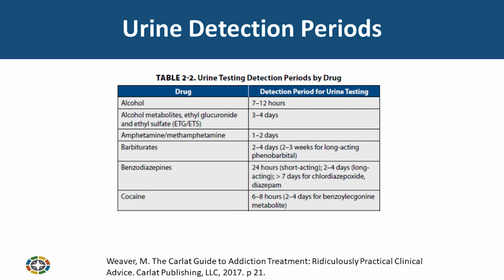Which substance you collect depends on things like the duration. So ethanol tests only last in the system for less than 12 hours. So if you want to see if somebody's been drinking, you test for ethyl glucuronide and ethyl sulfate, which is in your system for 3 to 4 days after your last drink.